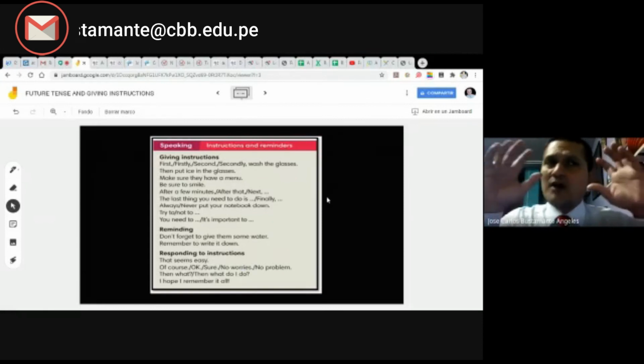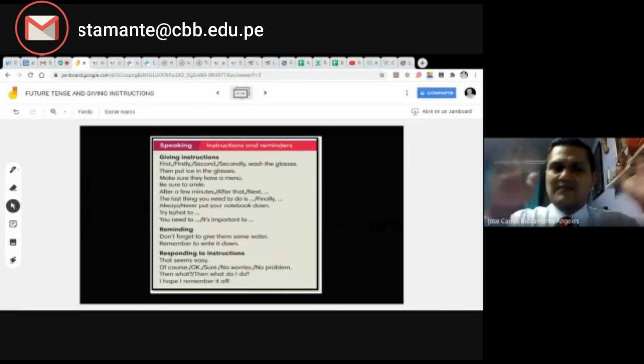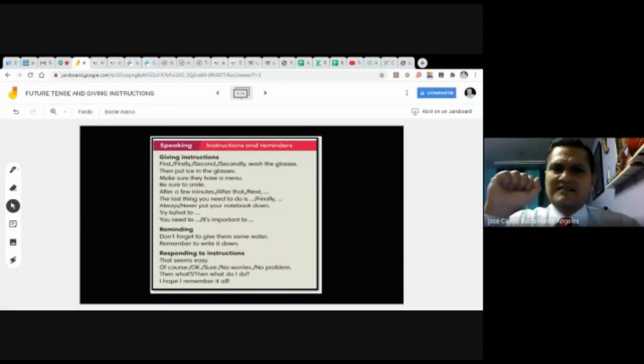Okay, when you want to give instructions, you can use some expressions. You can use some sentences as well. And these sentences, these phrases, these expressions are going to help you to be clear at the moment of giving these instructions. For example, you can say first, firstly, second, secondly, wash the glasses, then put ice in the glasses. Make sure they have a menu. Be sure to smile. After a few minutes, after that, next, the last thing you need to do is finally, always, never put your note down. Try to, try not to. You need to. It's important to.